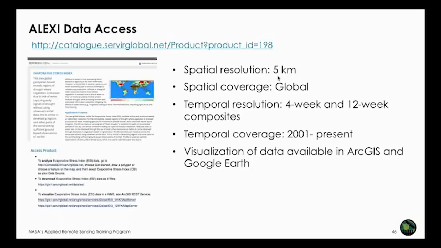So now you can see that MODIS evapotranspiration is at 500 meters, Landsat based at 30 meters, and ALEXI is 5 kilometers. So depending on the size of your river basin, you can pick evapotranspiration data. Temporal resolution is 4-week and 12-week composites, and the coverage is a little longer, 2001 to present. You can visualize this using ArcGIS or Google Earth. Visualization can also be done through this website.